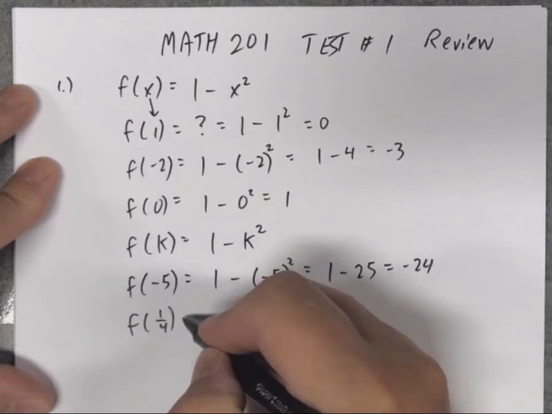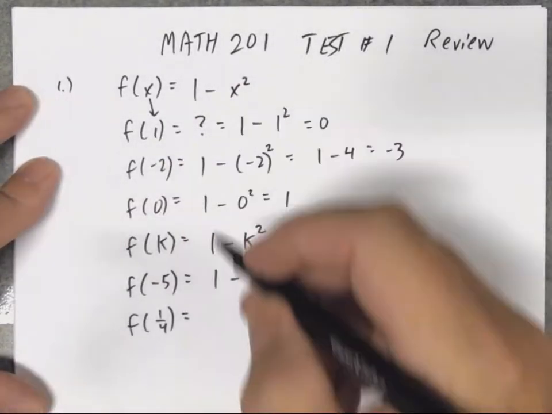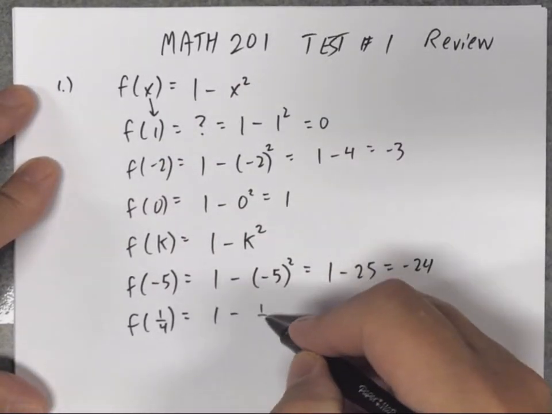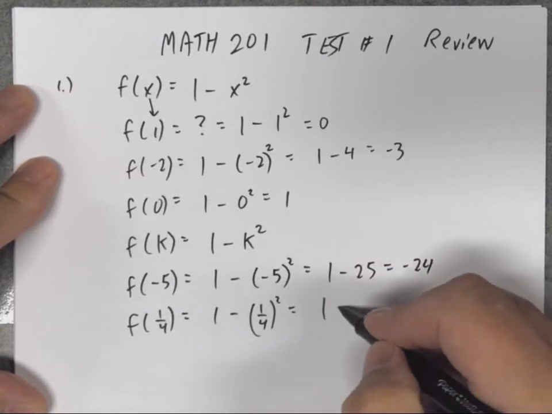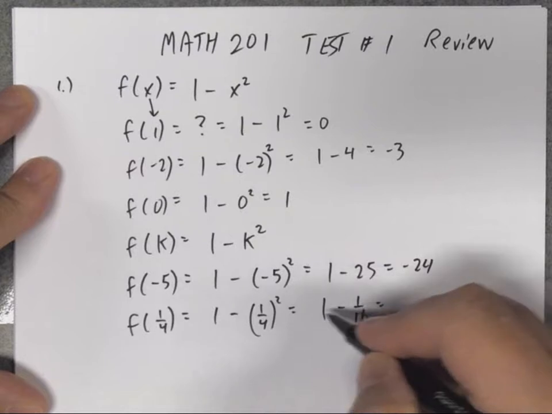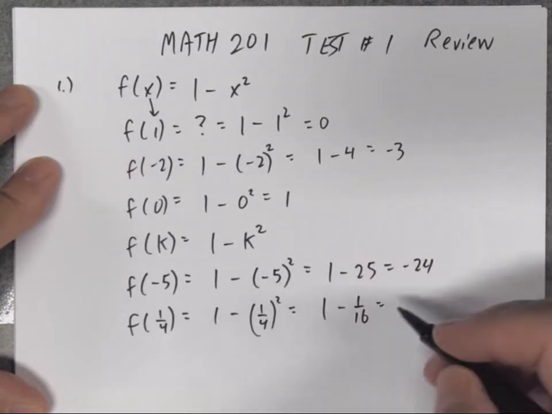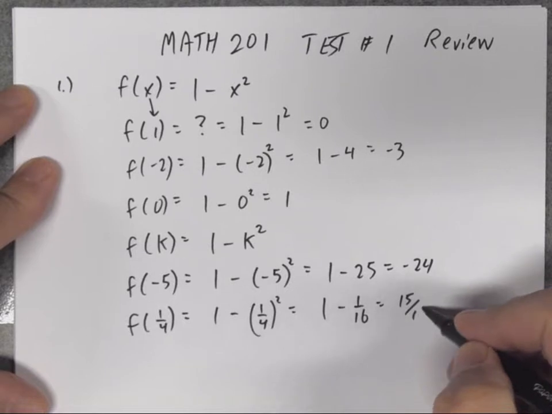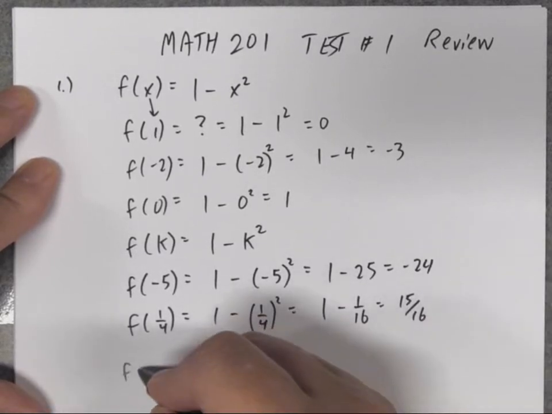Now, you can put anything you want in here for x. 1 minus 1/4 squared. 1 minus 1/16. If you turn 1 into a fraction, it would be 16 over 16. So you're left with 15 over 16. And then there are a couple more.